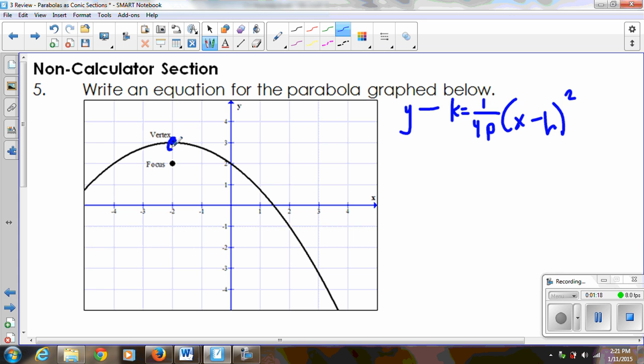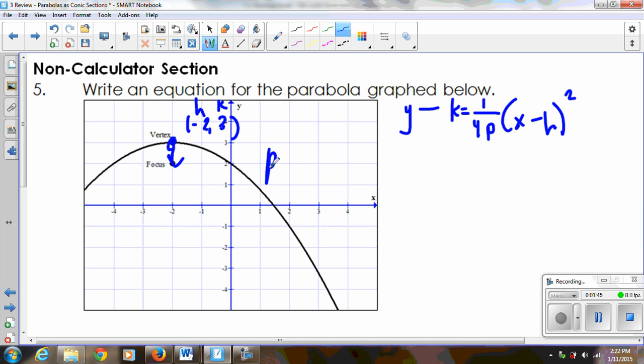So if I think about this point and I consider the coordinates of that point, I know the x value is -2 and the y value is +3. So that gives me values for h and k. The next thing I need to figure out is the p value. And remember, p is your focal length. It's the distance from your vertex to your focus. And I can see that there's 1 unit between them.